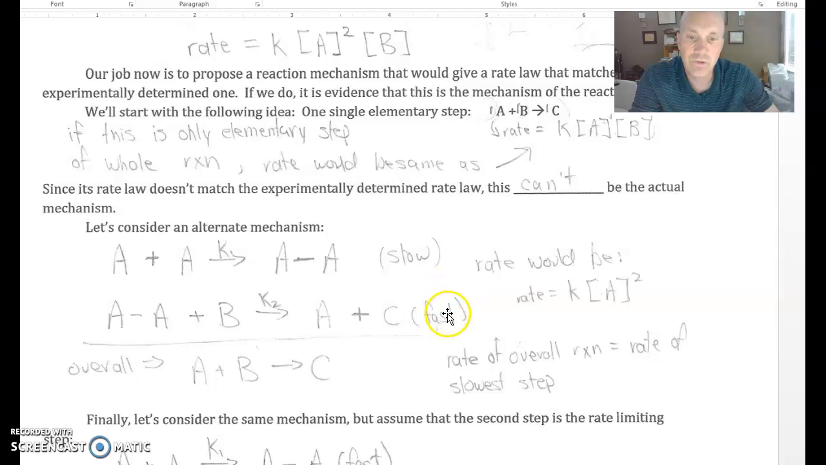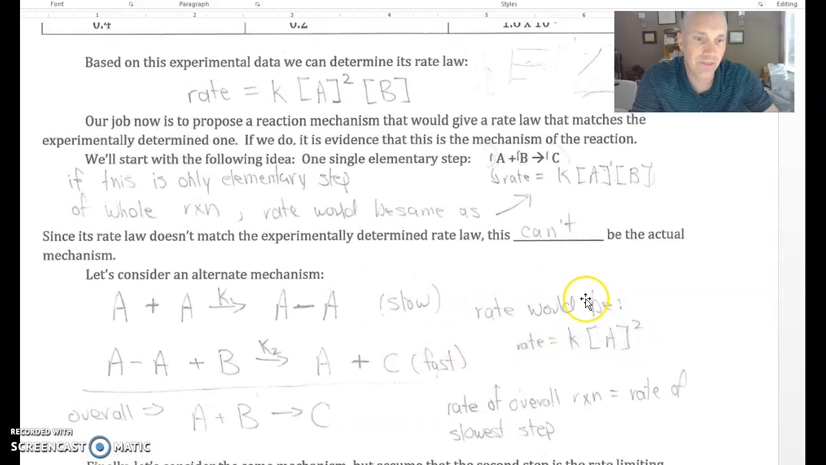So if this were to be true, remember, the overall rate is determined by the slowest of the steps, just like in the toll booth example. So what would the rate law for this elementary step be? It would be this right here. And again, we can tell that this is not the mechanism that this reaction is occurring by, because this would be the rate law if that were the case, and we can see that that is not the same as what we experimentally determined.